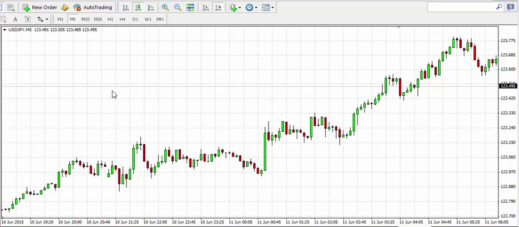Hello, today I'm going to talk to you about levels of support and resistance on Forex charts. In front of me I have the US dollar Japanese yen 5-minute chart. A 5-minute chart means that each one of these candlesticks represents a time frame of 5 minutes.